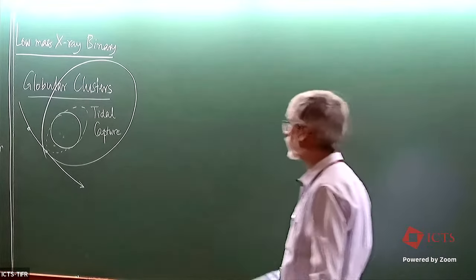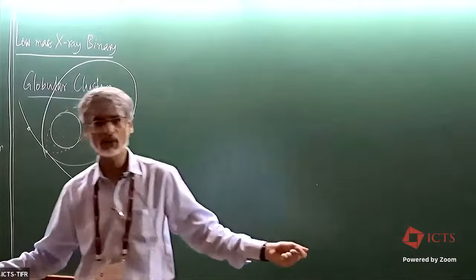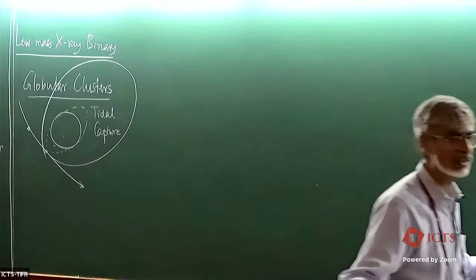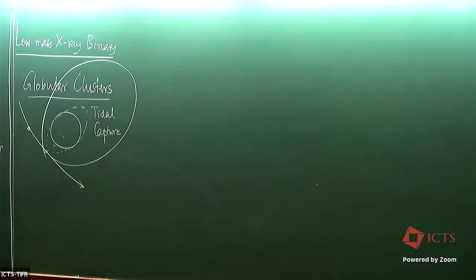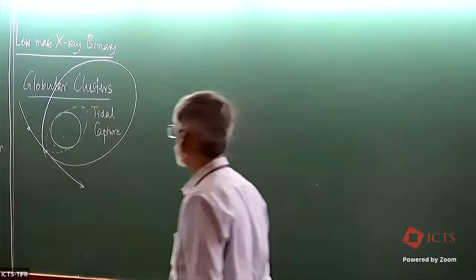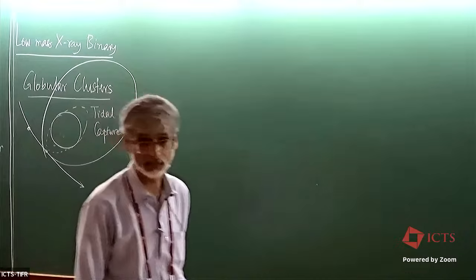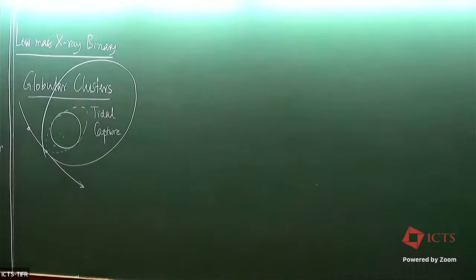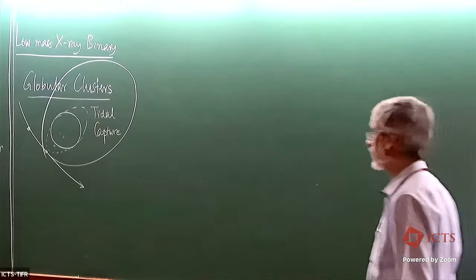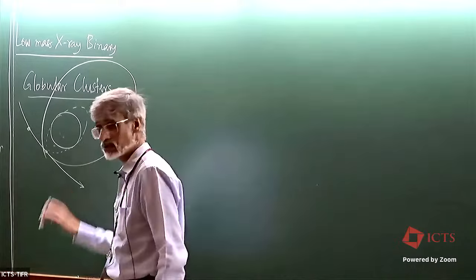So now you have a free neutron star and a free low mass star. They undergo tidal capture and form a binary, which will be very much like the binary that will lead to a low mass X-ray binary. And globular clusters are indeed very rich in low mass X-ray binaries. We know that these stellar encounter processes can take place and can produce this. But tidal capture is only one such process.